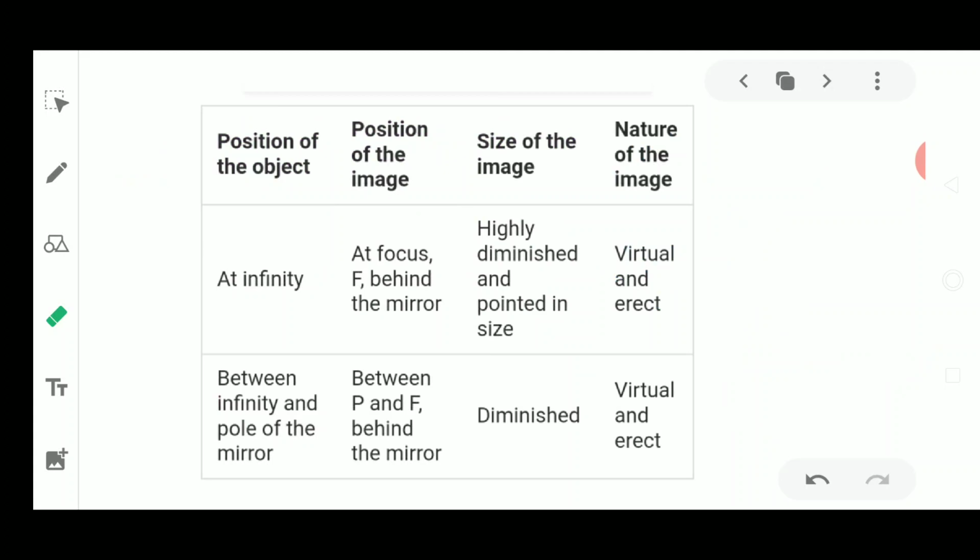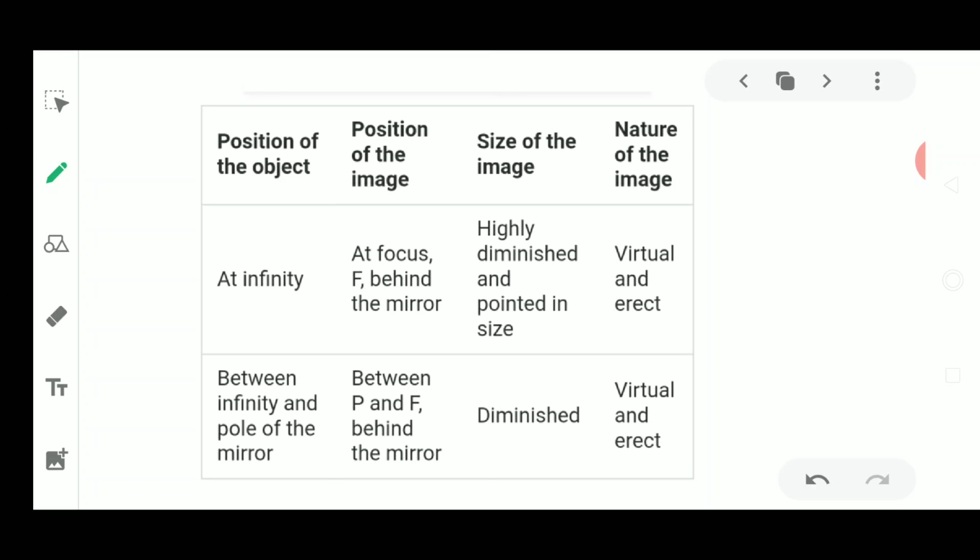Please remember, there are a number of ways by which you could draw the ray diagram, but for the sake of convenience you will take only two rays. Okay, and please draw the lines very neat and tidy, because if you overlap the lines, it is going to create a lot of problems and you will not be able to obtain the correct image formation.